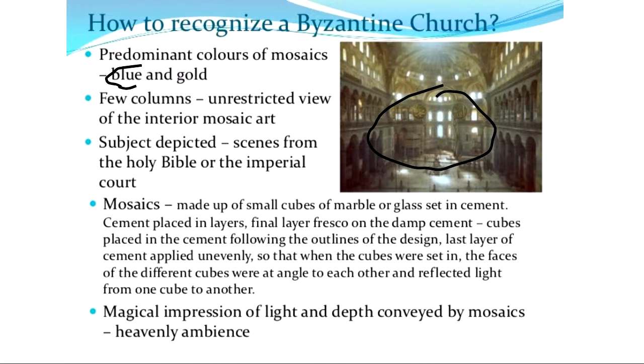And then you start seeing biblical stories. If you saw the baptistry, you saw all these different stories, but also very imperial, showing how the rulers, the emperor, tells the story. The mosaics are just small cubes of marble and glass, set in cement, placed in different layers, with a fresco on top of it, all these different cubes creating this artwork inside. And there's the impression of light: you have these golden mosaic cubes with light shining on them. It really was an amazing experience.